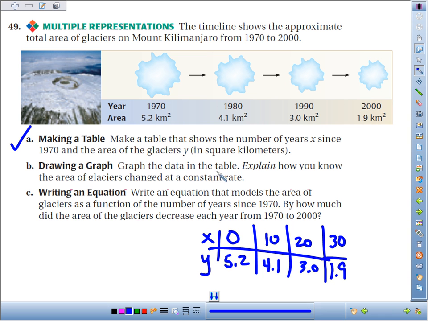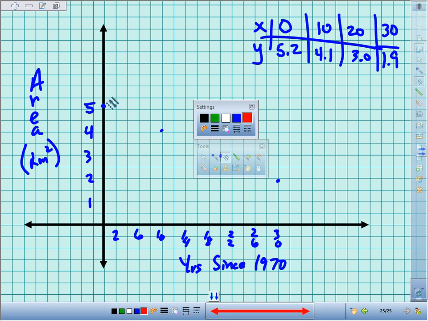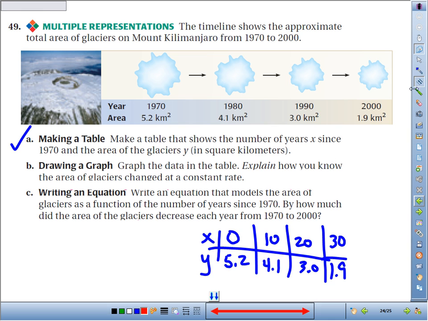Okay, what were we supposed to do here? We were supposed to graph the data. We did it. Explain how you know the area of the glaciers changed at a constant rate. Well, we know it changed at a constant rate because if we look at the points, they went down in a linear fashion. So we've done part B.